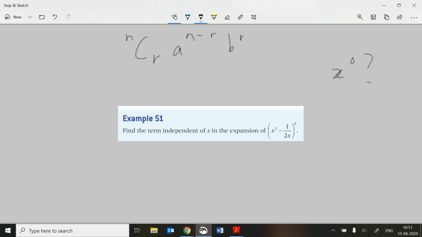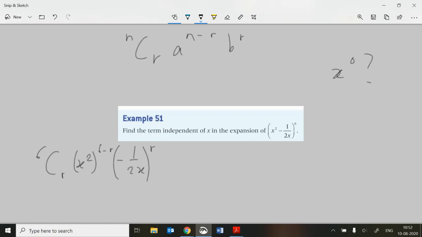Okay, so we've got 6, so a little bit more space. 6 choose r, and then we have x squared to the power of 6 minus r. And then we have, well, let's split this into 2. So we've really got minus 1. Let's keep it as 1 just for the moment. We have this to the power of r.